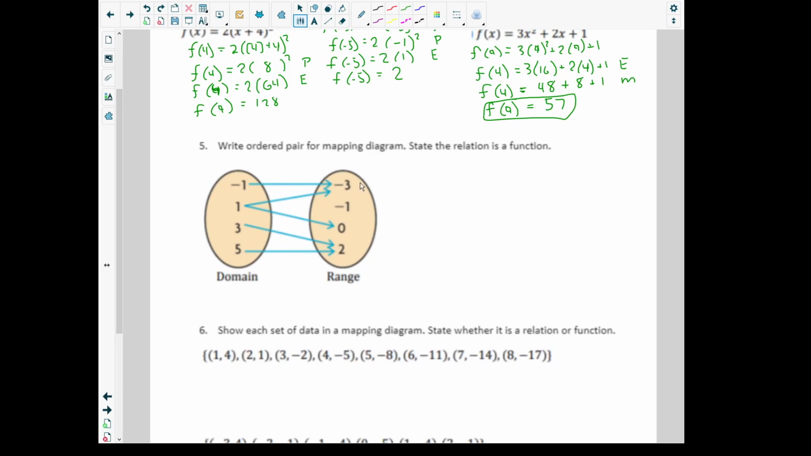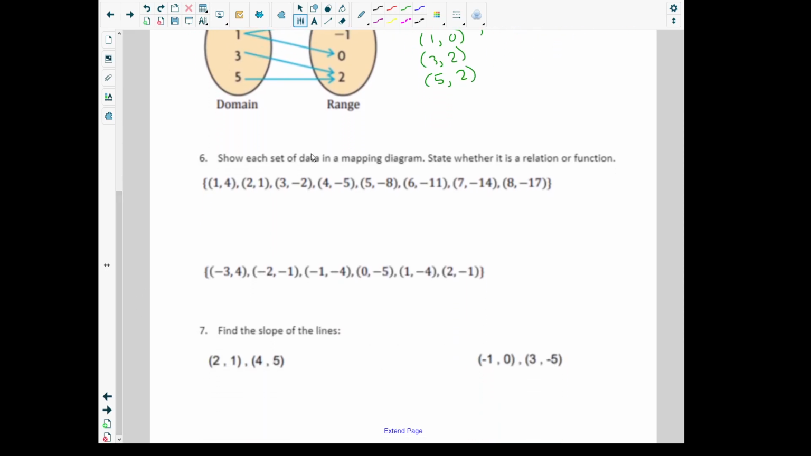Okay, write an ordered pair for the mapping. So that just means there's going to be a point (-1, -3). There's going to be a point (1, -3). But there's another blue arrow, so there's going to be a point (1, 0). That immediately tells me this is not a function. That breaks our rule, not a function, because you can't have 2 points vertically, one above the other in a function. (3, 2). Of course, there are shapes like circles, which are not functions, so it's still an okay shape, but it's just not a function. And (5, 2). Okay?